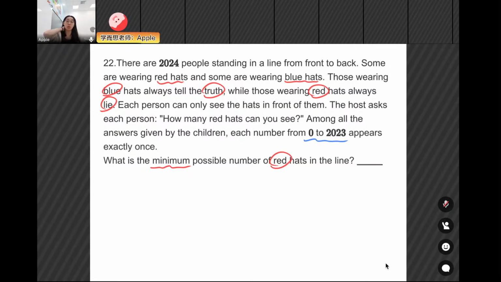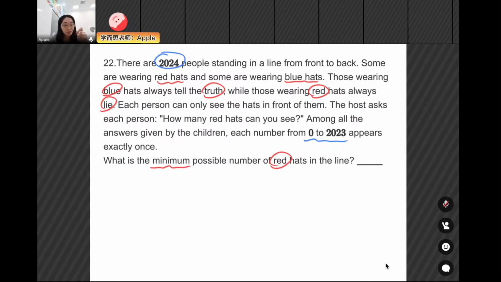So in this way, we know what the minimum possible number of red hats is. They must be next to the blue one, right? So here you can get something like this: red, blue, red, blue, something like this. So now you see that at least you will see one red, one blue, one red, one blue. So altogether there are 2,024 people.